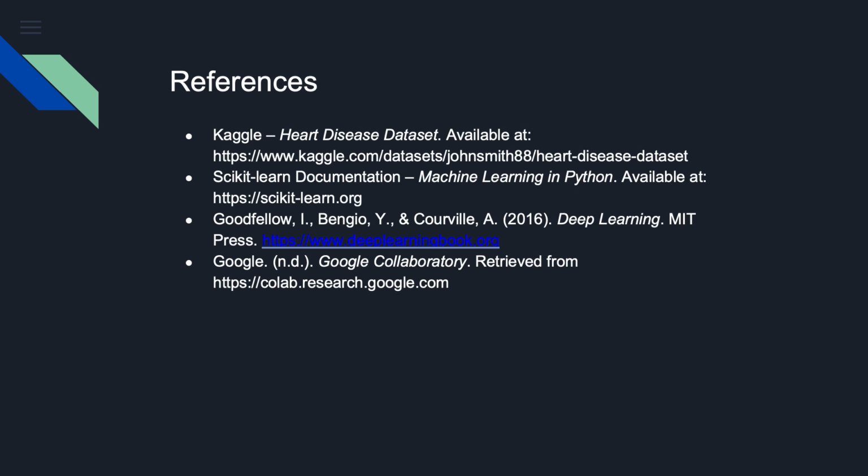In our last slide, we have included all the references that we used in order to make our project. Our project used the Kaggle Heart Disease dataset, Scikit-learn for machine learning, and the Deep Learning book for theory, while we also used Google Colab for the coding.